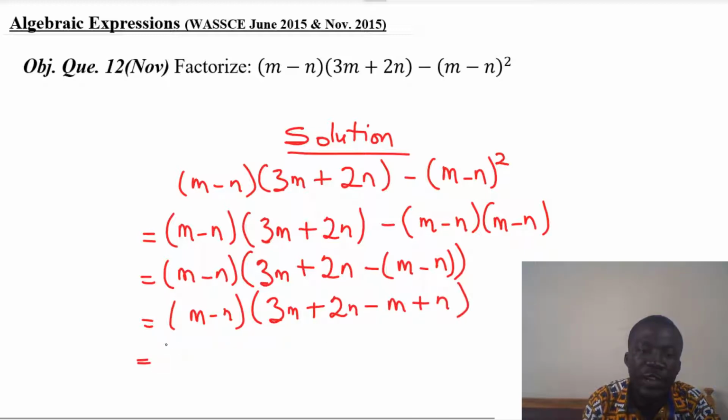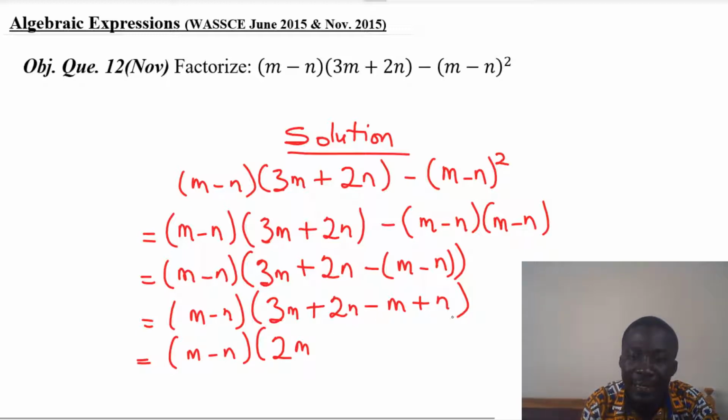Then when we continue simplifying, we will get the second bracket as 3m minus m, which will give us 2m. Then 2n plus n will give us 3n. And this will end our factorization.